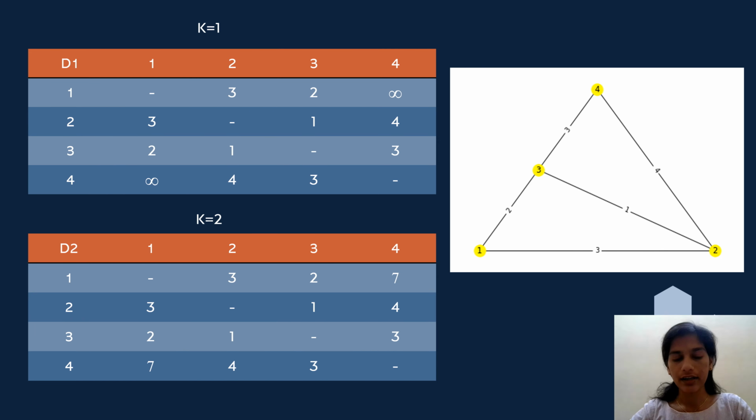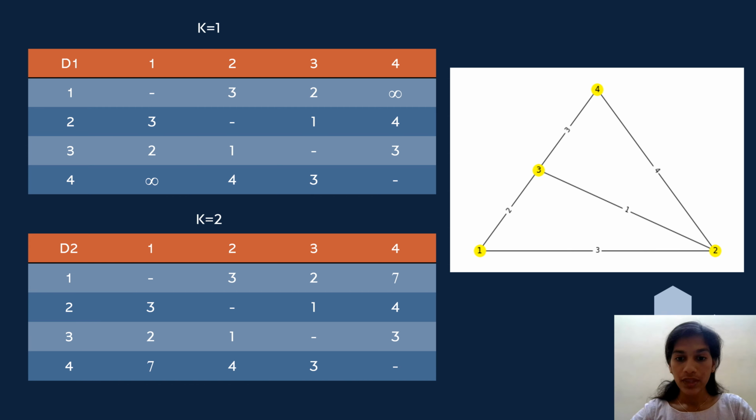For k equal to 1 we have found the D1 matrix, and now we need to find the D2 matrix. For k equal to 2, we keep the row and the column of 2 constant, and we compute from D1. We will be comparing and finding the values of D2 of 1,3, D2 of 1,4, and D2 of 3,4.